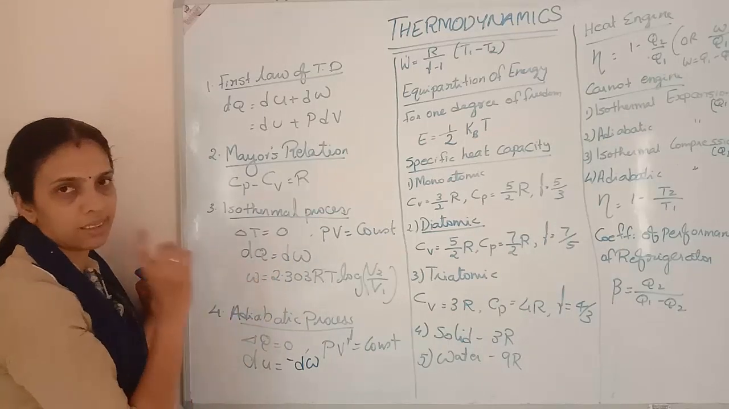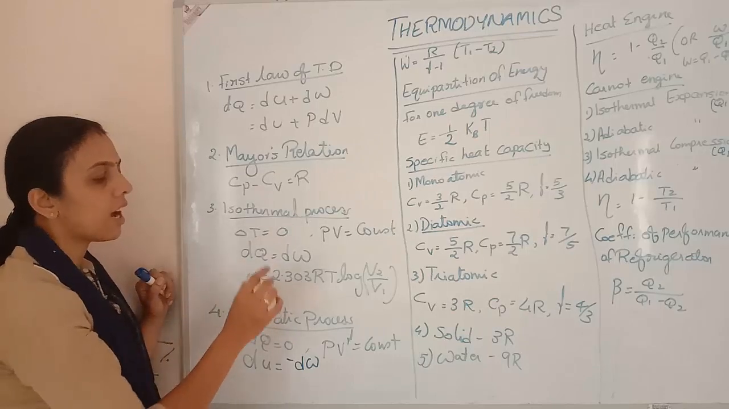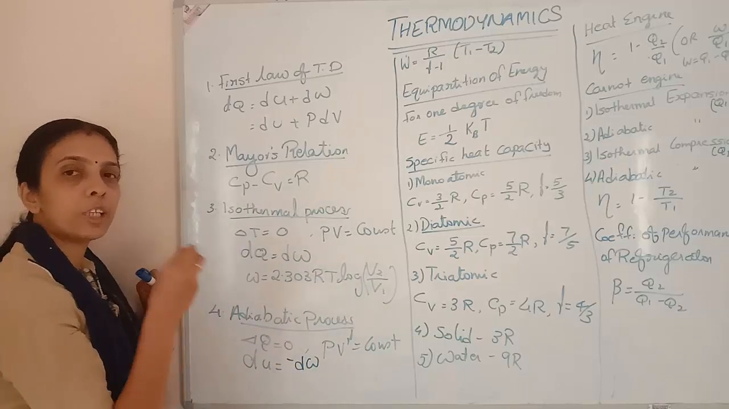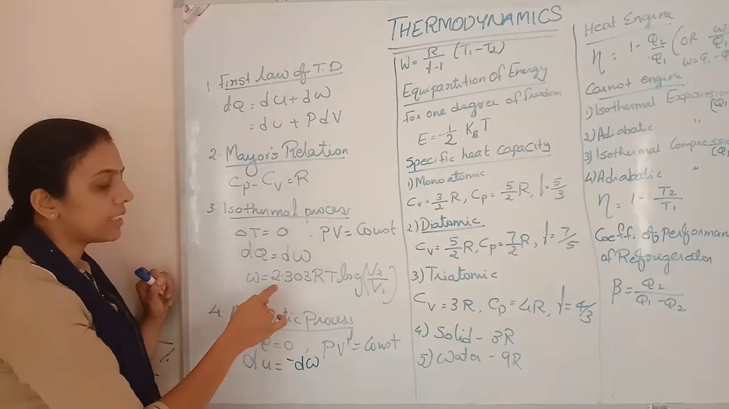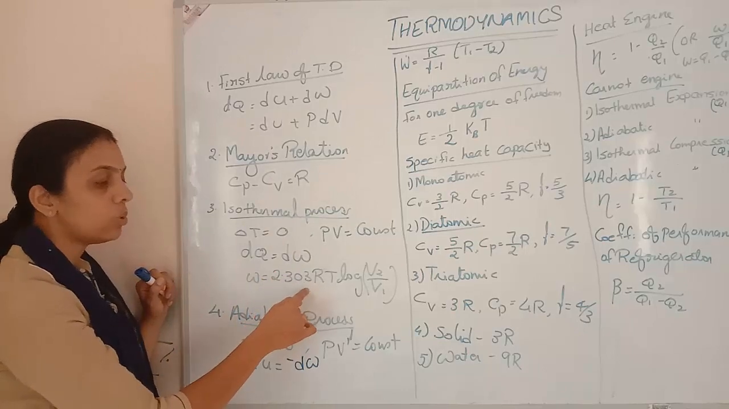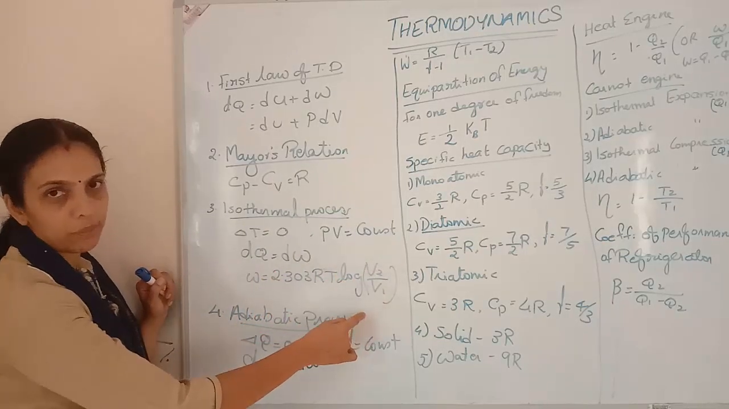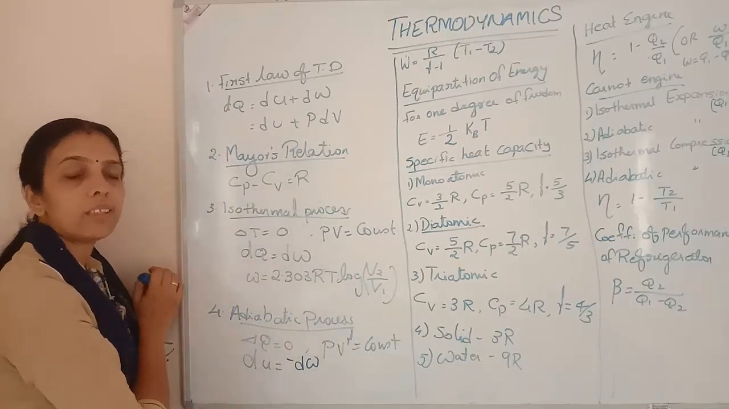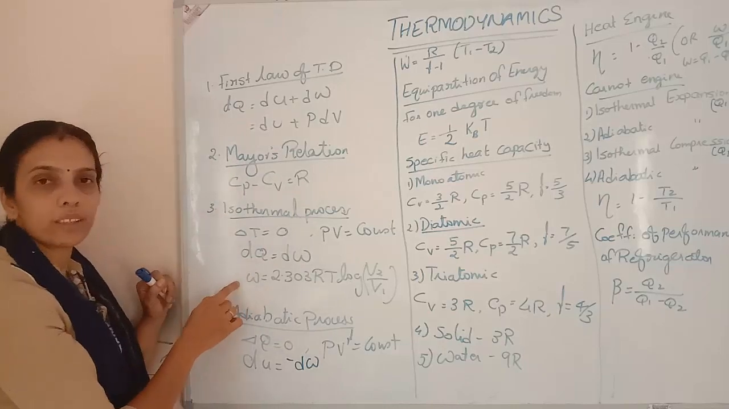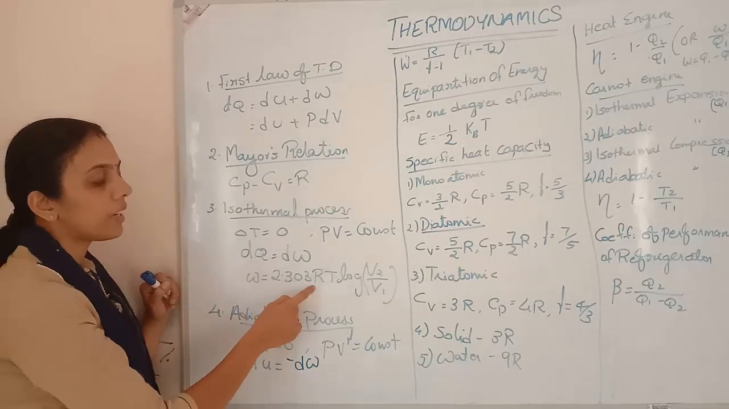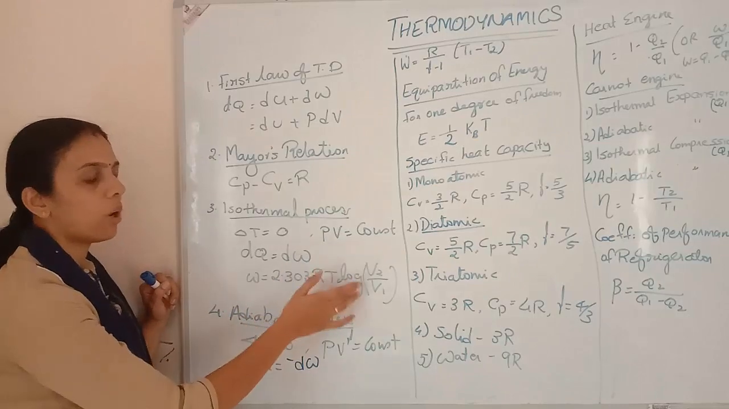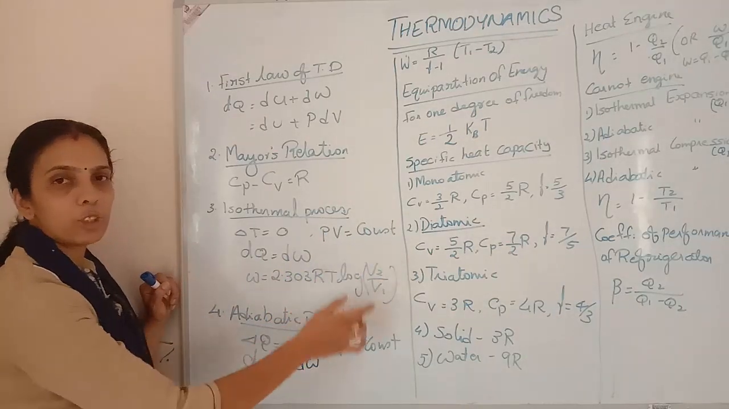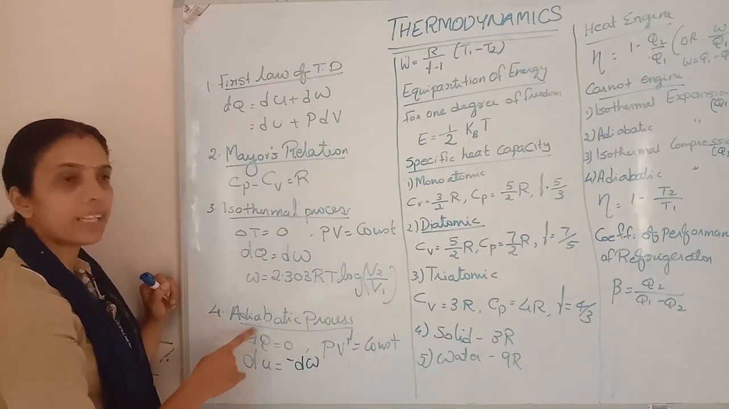Next is work done. Work done, we can represent it as RT ln V2 by V1. Natural logarithm; if we are converting into log to the base 10, we can write it as 2.303 RT log V2 by V1. This formula is very important because at the time of deriving Carnot's engine, we require this formula. So don't forget to learn by heart this formula, RT ln V2 by V1 or 2.303 RT log V2 by V1.